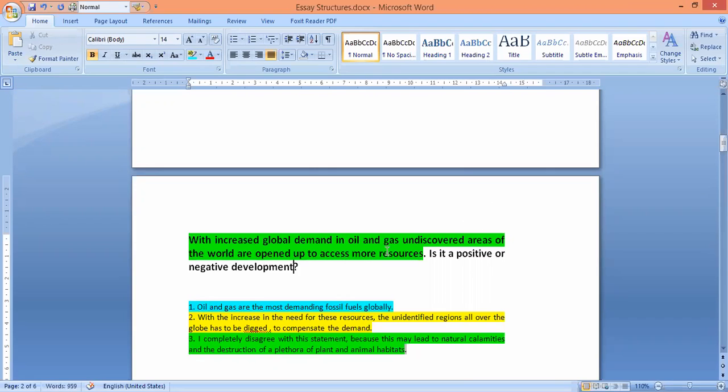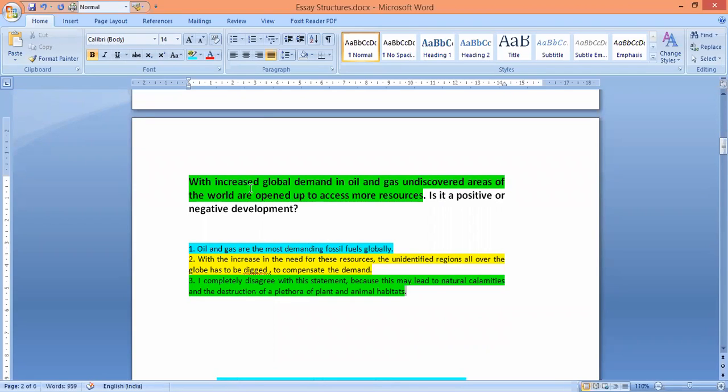So you can say yes, it is a positive development. We have to open up these areas for more resources. We'll get more resources, more people will get jobs. So you can give reasons for why it is a positive development, or you can say it's a negative development, like flora and fauna or the animals' habitats, they will be destroyed. It will lead to deforestation. So that's why it's a negative development.